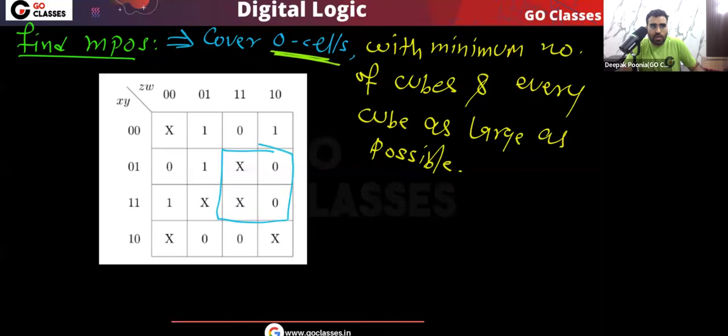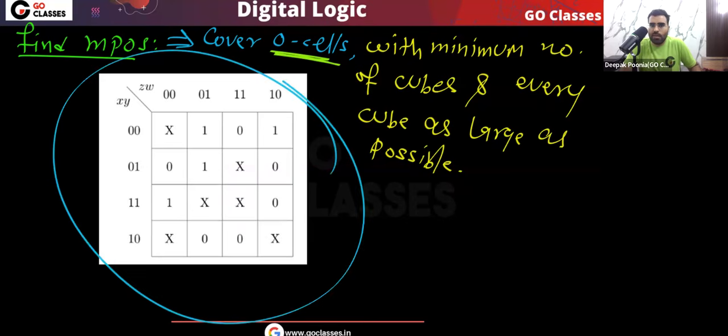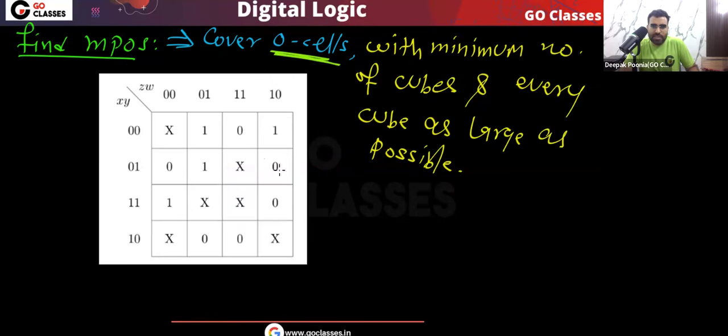Okay, this is a size 4 cube. Remember, there is no size 8 cube here. Because there is no size 8 cube, the maximum size cube I can create covering zeros or don't cares will be size 4. So you can see this size 4 cube I can create. Now these two zeros I have covered.